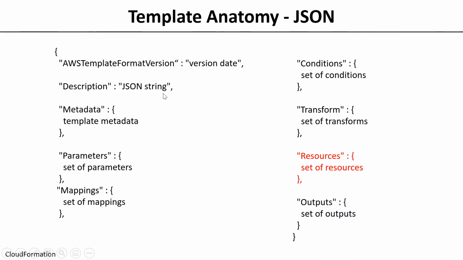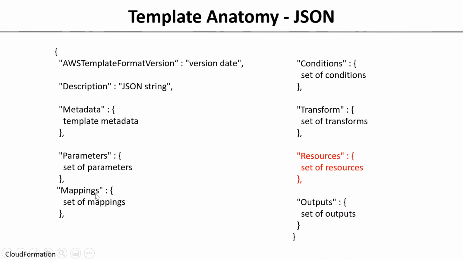Then we have a description. You can write a description about this particular template and what it is used for. If you want to specify additional information for this infrastructure, you can specify it in the metadata section. Then you have parameters. Parameters help you take inputs from the user while creating the infrastructure. For example, what should be the tag name of the EC2? What should be the tag name of the RDS? What should be the CIDR block for the different subnets in the VPC you are creating? If you are expecting such inputs from the user, you can write them in the parameters section.